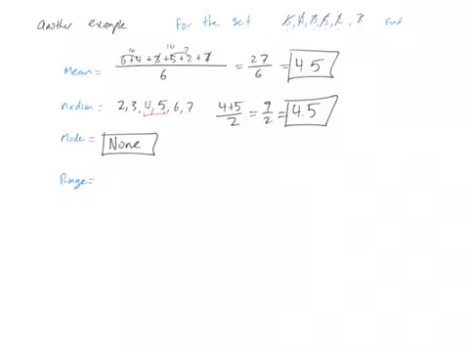And then to find the range, I'm going to take the biggest number, which in this case is 7, subtract the smallest number, which in this case is 2, and my range is going to be 5.